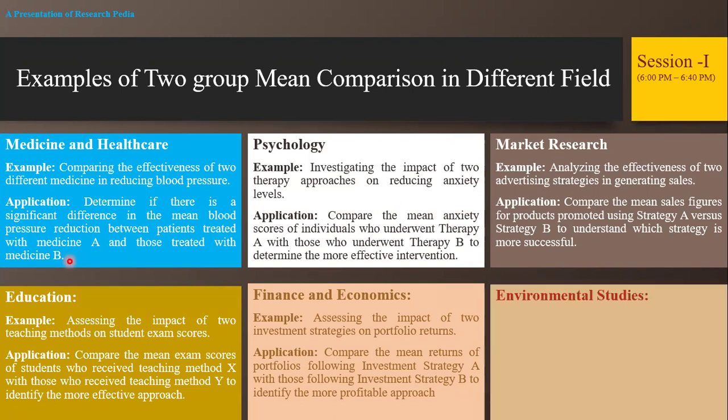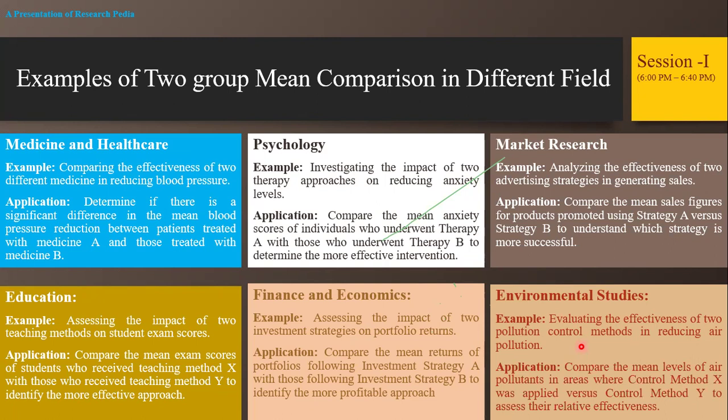And the last one, but not the least, because there may be a lot more examples, but I would like to discuss the main examples. For example, environmental studies. I would like to evaluate the effectiveness of two pollution control methods in reducing air pollution, and we may be interested in comparing the mean levels of air pollutants in areas where control method X was applied versus control method Y to assess their relative effectiveness.